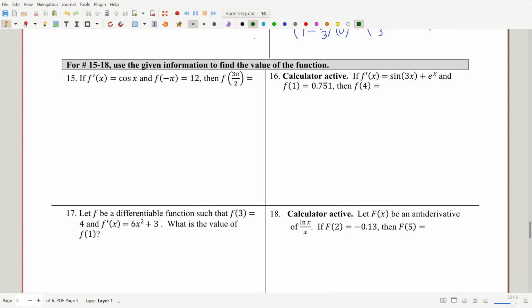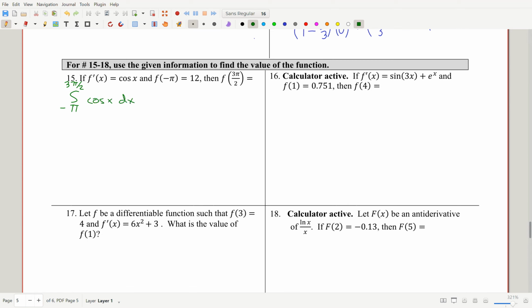So we've got f prime of x equals cosine x, and we know that f of negative pi is 12, and we want to know what f of 3 pi over 2 is. The way we were doing this yesterday was we were basically writing the integral twice. Once just by solving it, and the other way writing out the fundamental theorem with our f's. So we need to take cosine x and integrate it from our two limits, from negative pi all the way to 3 pi over 2.